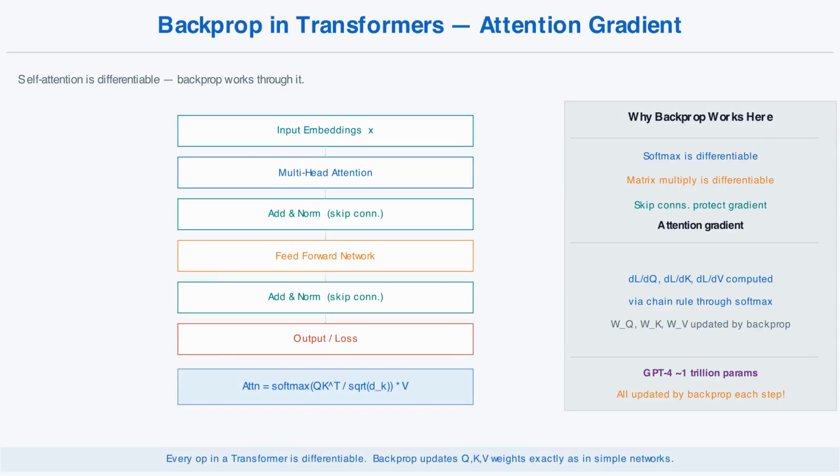You might wonder, does backpropagation work for transformers? Attention mechanisms, softmax, layer normalization, are all of these differentiable? Yes. Every operation in a transformer is differentiable.